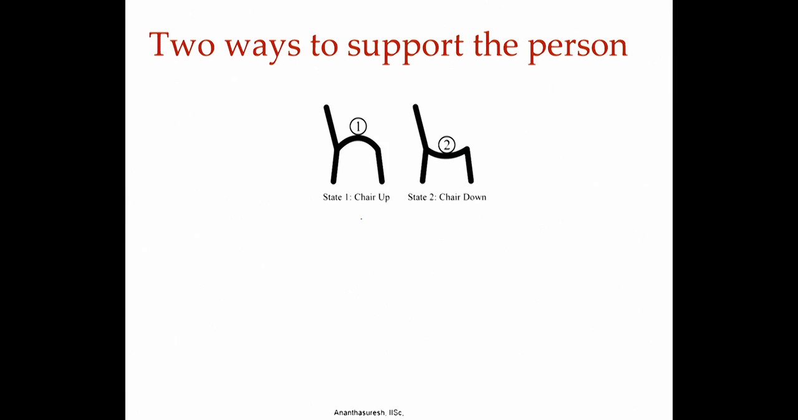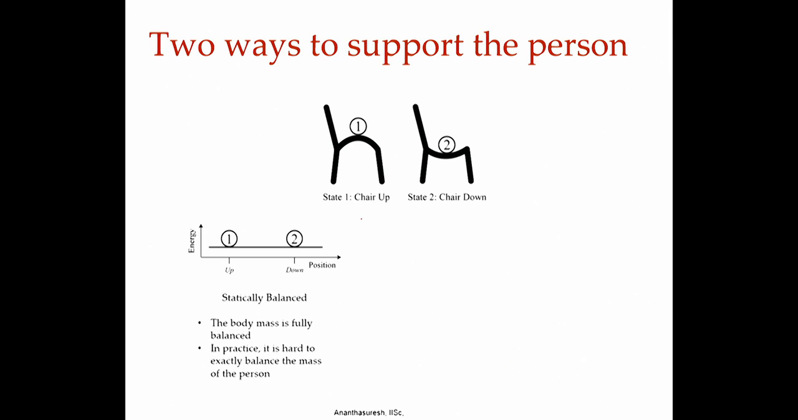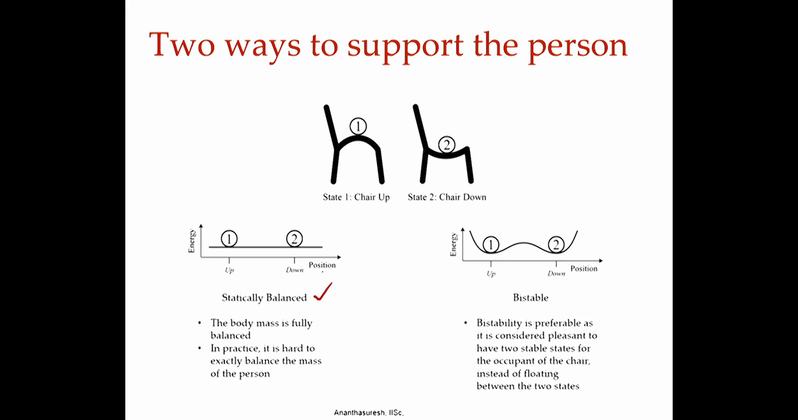So, chair up and down, there are 2 states, and static balancing. If it is complete static balance, that is a good thing. We will be talking about static balancing in the next set of lectures. And bistable is like this, we have up position, down position, and in between we have to go over a hill to settle down in a minimum, like in state 1 and state 2.